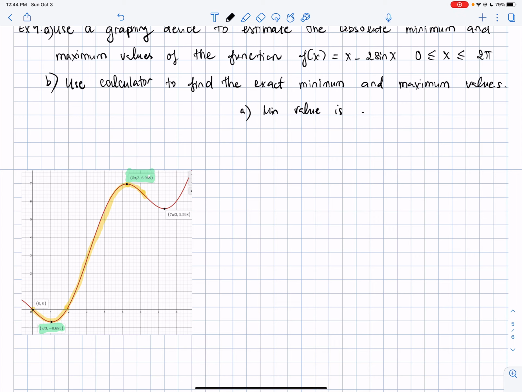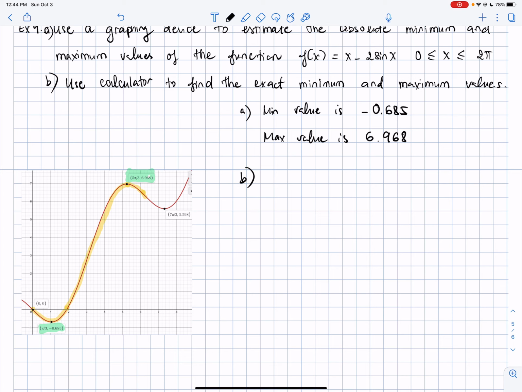is negative 0.685, and it happens when x equals pi over 3, and the maximum value is 6.968. And that's it for this problem.